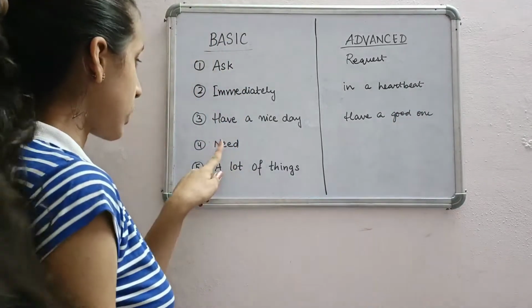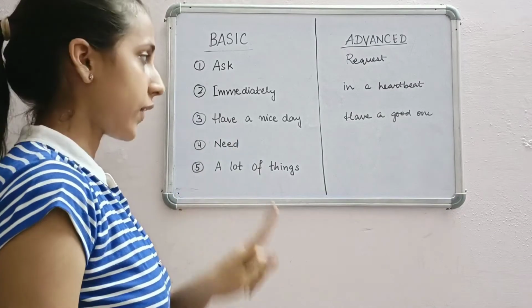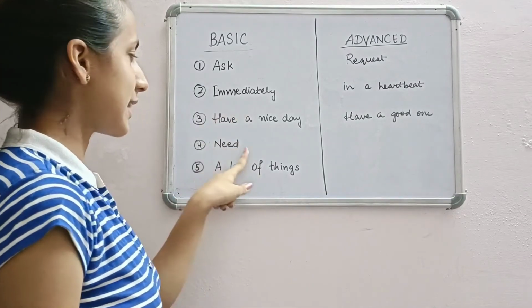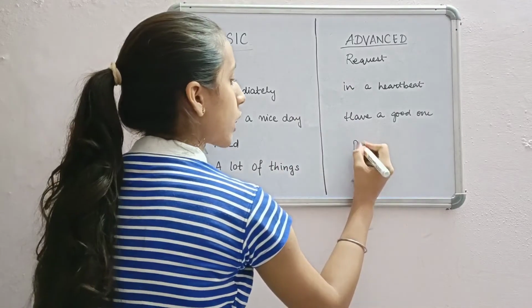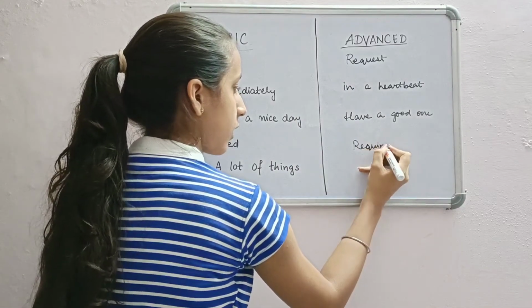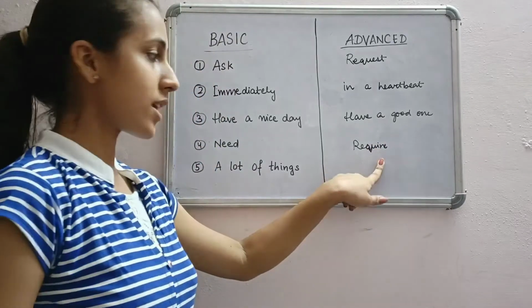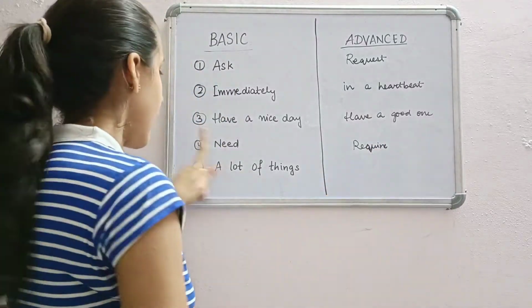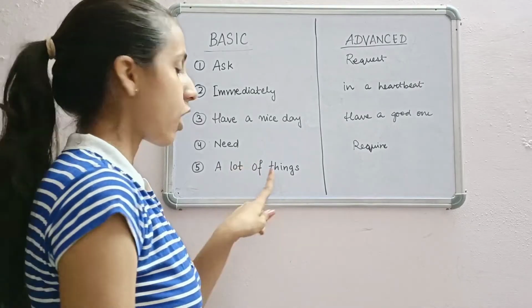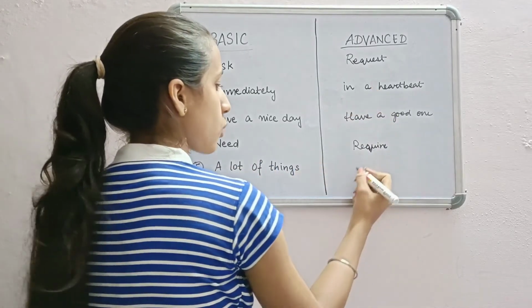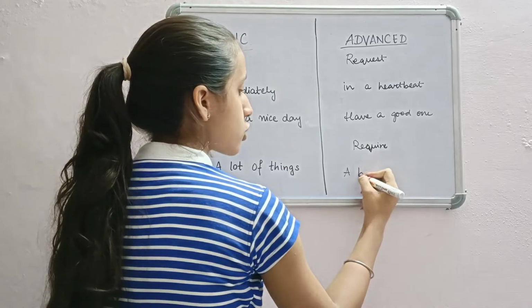In basic English we say need. I repeat, in basic English we say need, but in advanced English we say require. We say in advanced English it's require. And the fifth one is a lot of things. It's a lot of things. And in advanced English we say a bunch of things.